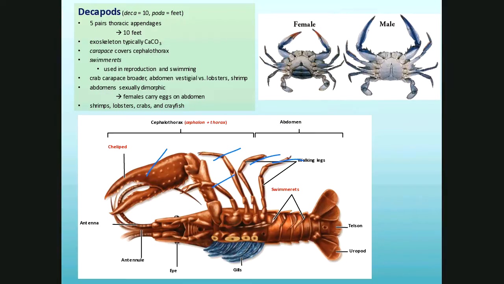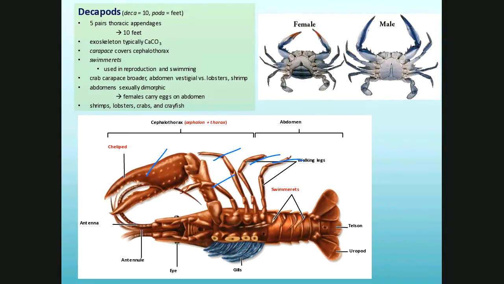Exoskeleton, typically made of calcium carbonate, a very common substance in the ocean for structure. Remember the outside of the coral, that's what their houses are made of, calcium carbonate. Where else? The mollusks. Remember, the shells of the mollusks are made of calcium carbonate. It's a very common substance used by marine organisms.